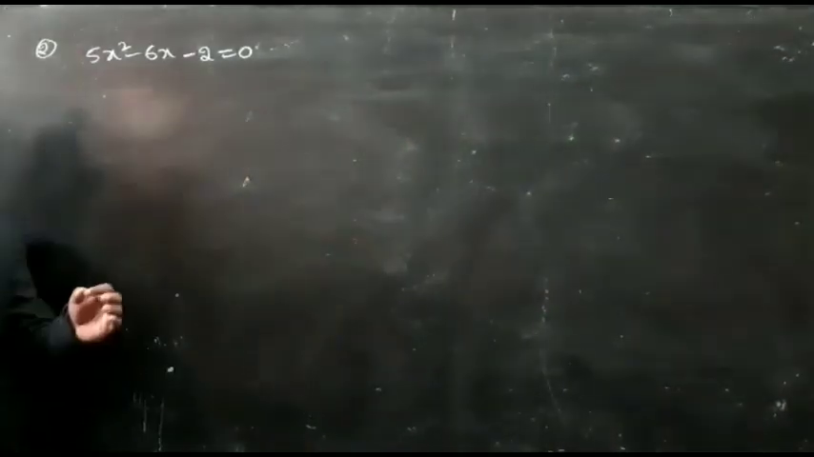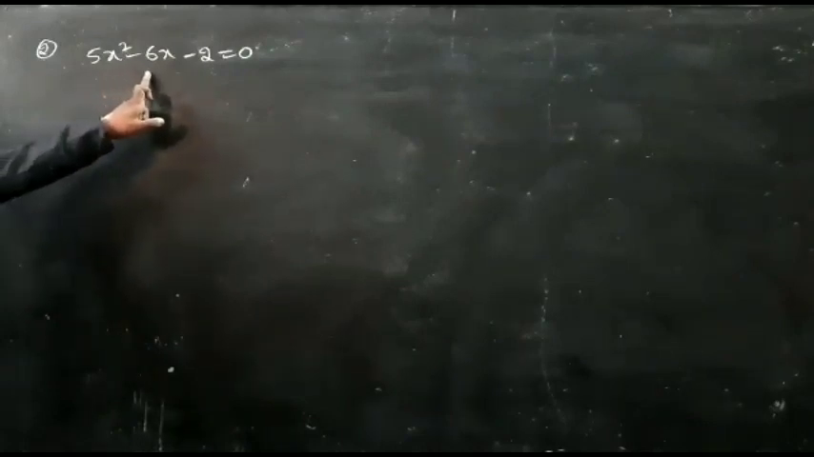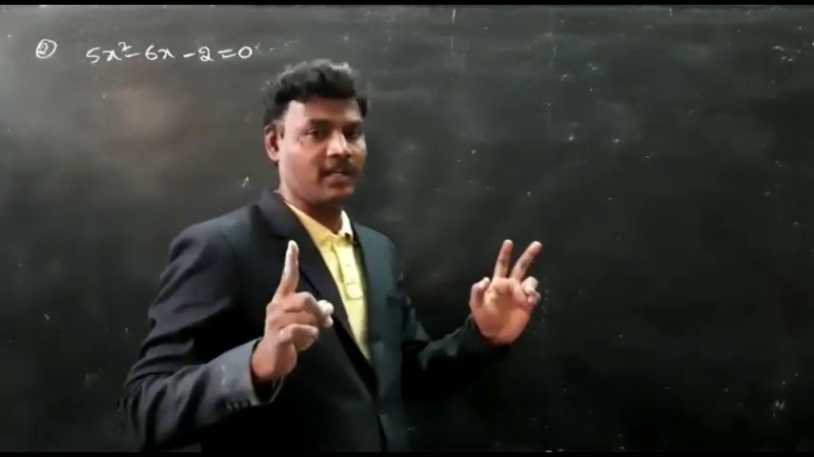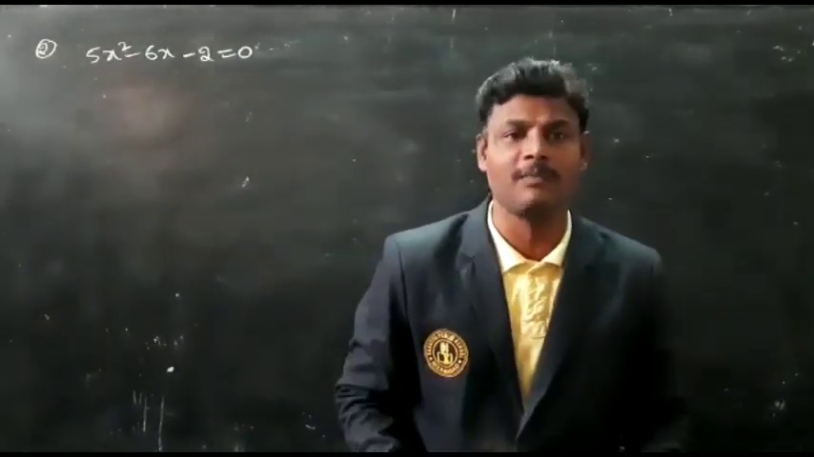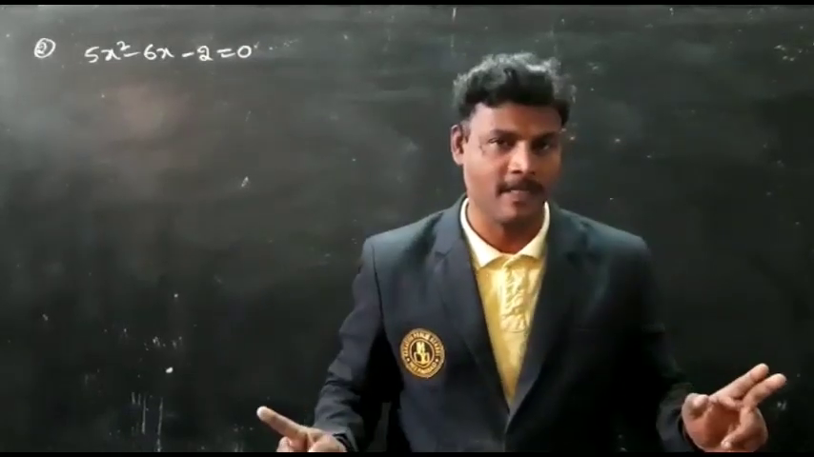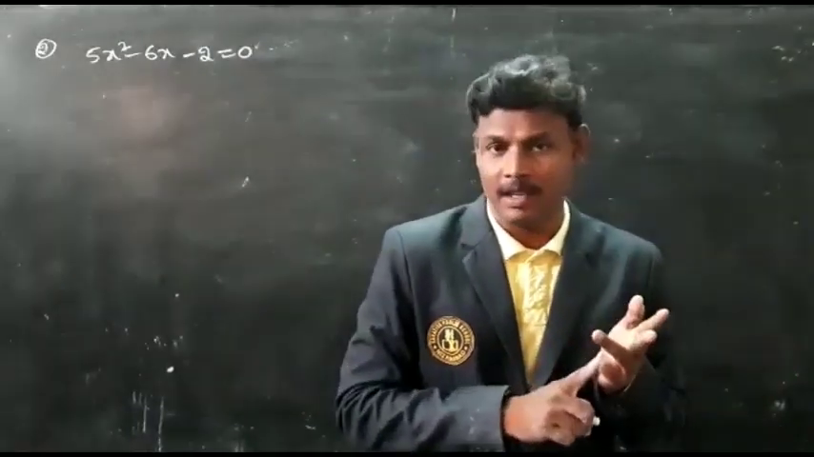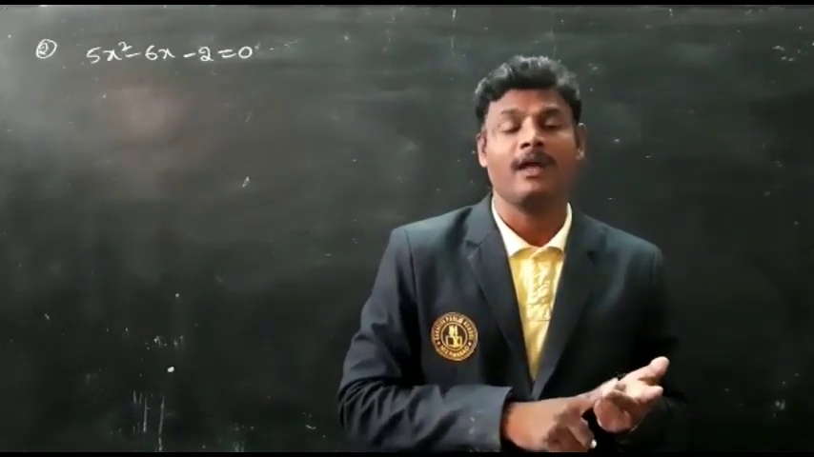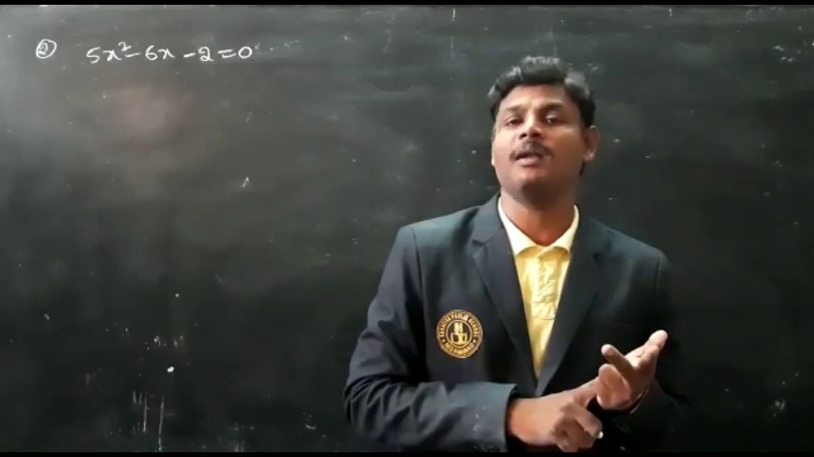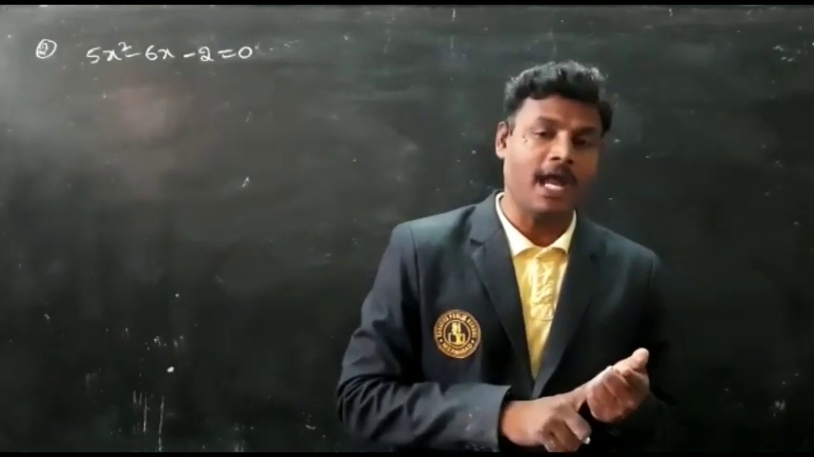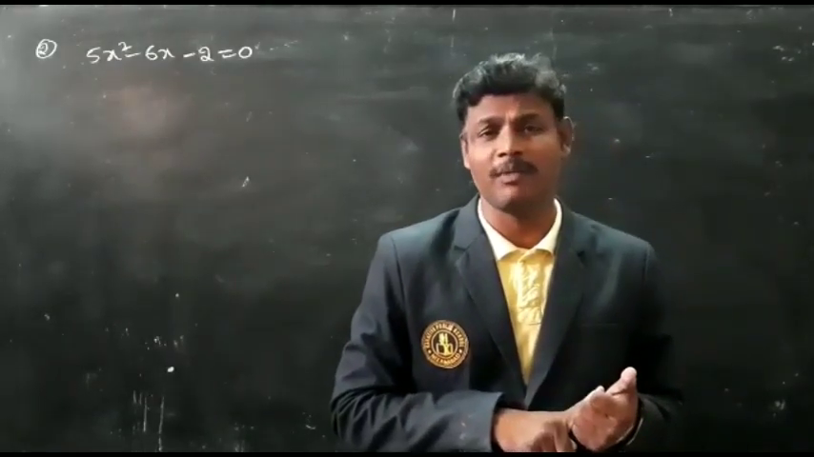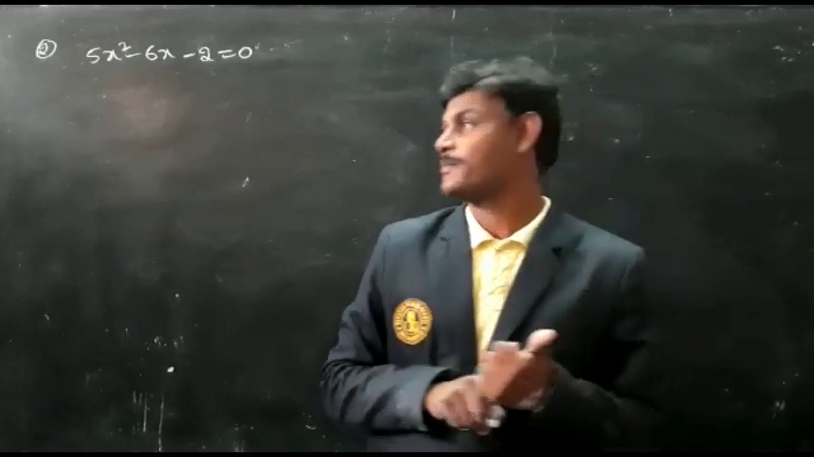So 10th class students, here is another question: 5x square minus 6x minus 2 is equal to 0. What about step 1? To find the roots of a quadratic equation by using the completing square method, you have to follow some steps. Those steps are: number 1, send the constant term to the right side of the equation. Number 2, divide by the x square coefficient on both sides. Number 3, add b by 2a whole square on both sides. Then after, use the a plus b whole square formula or the a minus b whole square formula.